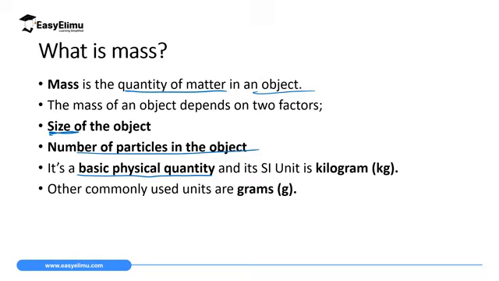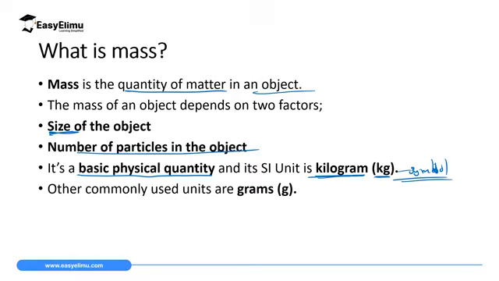Its SI unit, just a reminder, is kilogram, which is written as kg. Now, students, be very keen. When you are asked to state the SI unit, you give the statement kilogram, but kg is not the SI unit of mass. This is a symbol for the SI unit. It's not the SI unit itself. It's only a symbol for the SI unit of mass, which is kilogram.